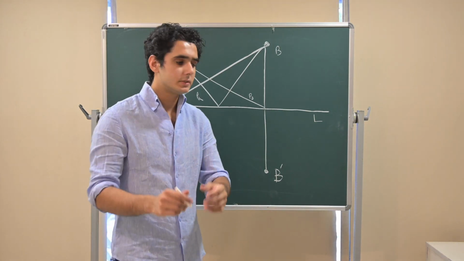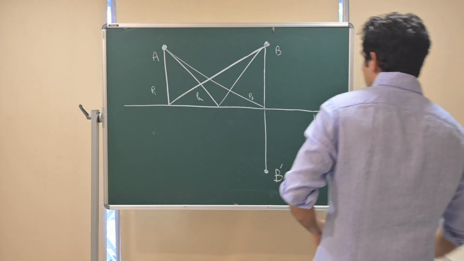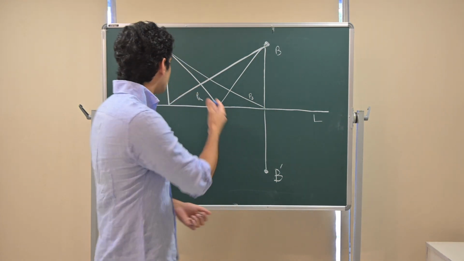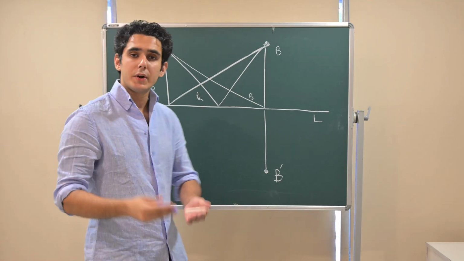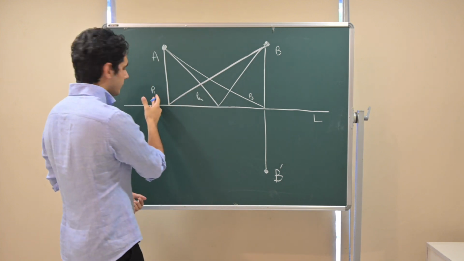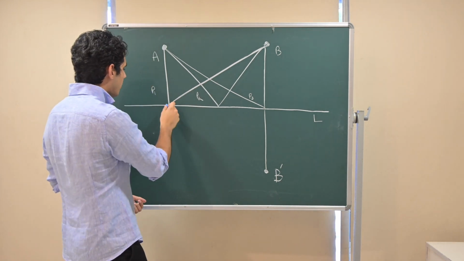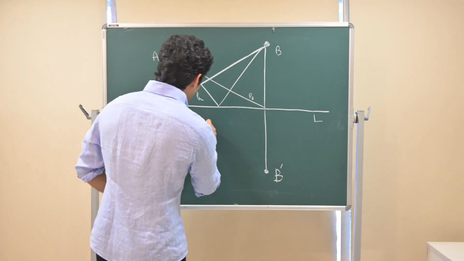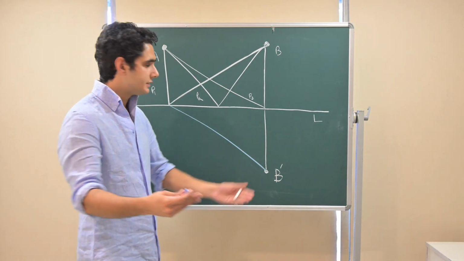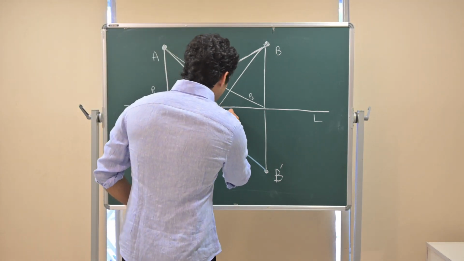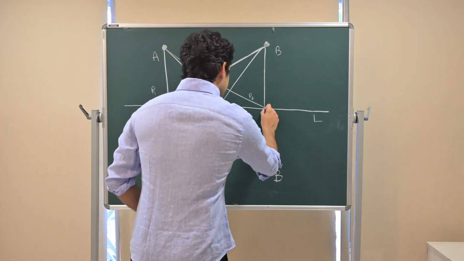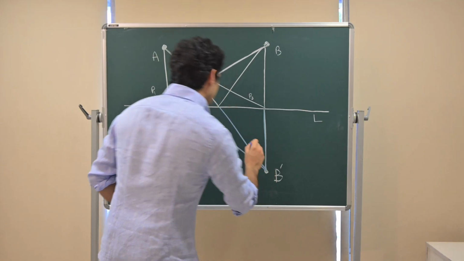And I want you to notice that every path from A to B has a corresponding path from A to B prime. For example, the first path that we drew, this one, which we named P1, has the corresponding path from A to B prime. And similarly, the path P2 has this corresponding path, and the path P3 has this corresponding path.